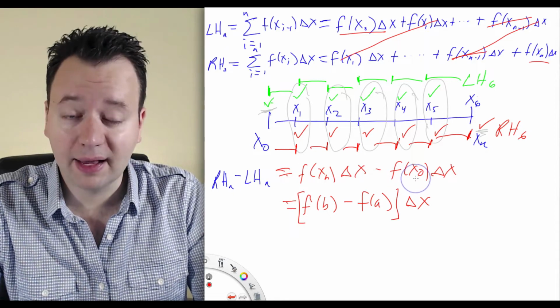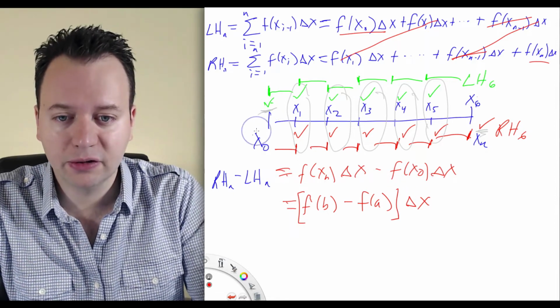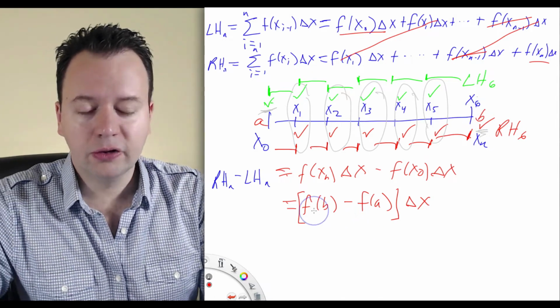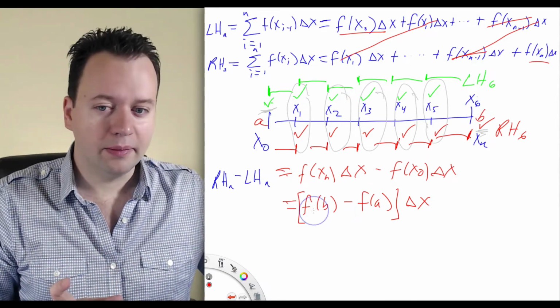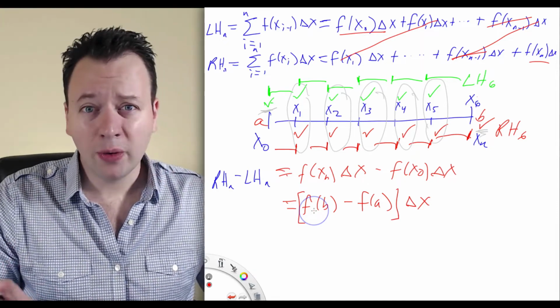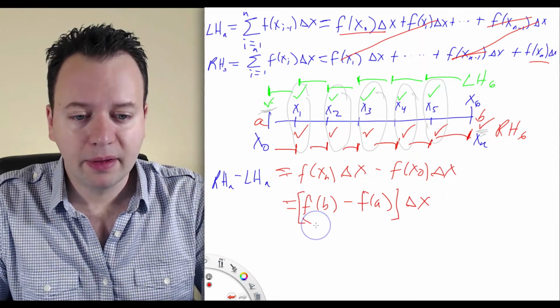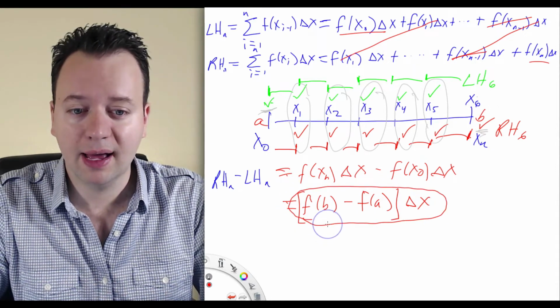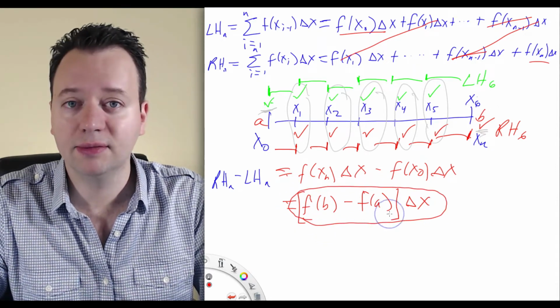Right? And x0 is always equal to a. So this is always the point A, and this is always the point B. So the difference between the right-hand Riemann sum and the left-hand Riemann sum is always given by the function at b minus the function of a times delta x. So f of b minus f of a times delta x.